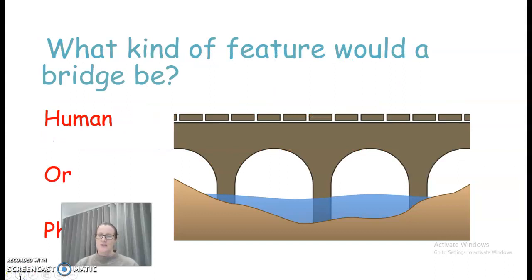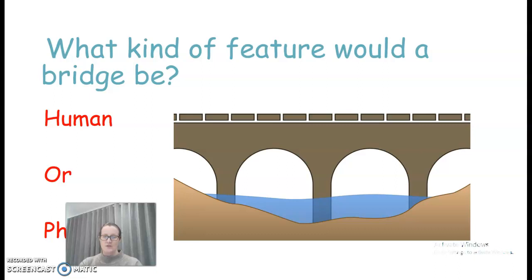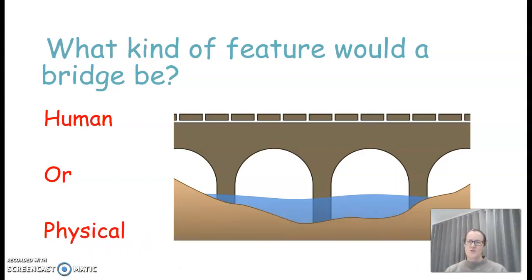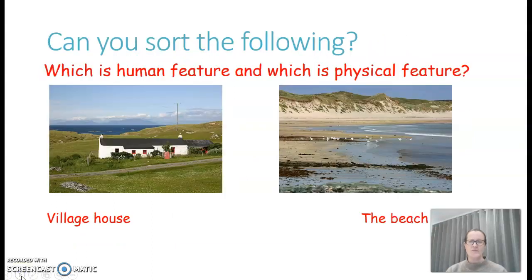So, thinking about that, just move my picture across. What kind of feature would a bridge be? Would it be a human feature or would it be a physical feature? Is it man-made or is it naturally occurring? It's a bridge, have a little think. Well, if you said that it was human, so it was man-made, then you would be correct. Because a bridge isn't naturally occurring, we as humans make those, so it is a human feature.